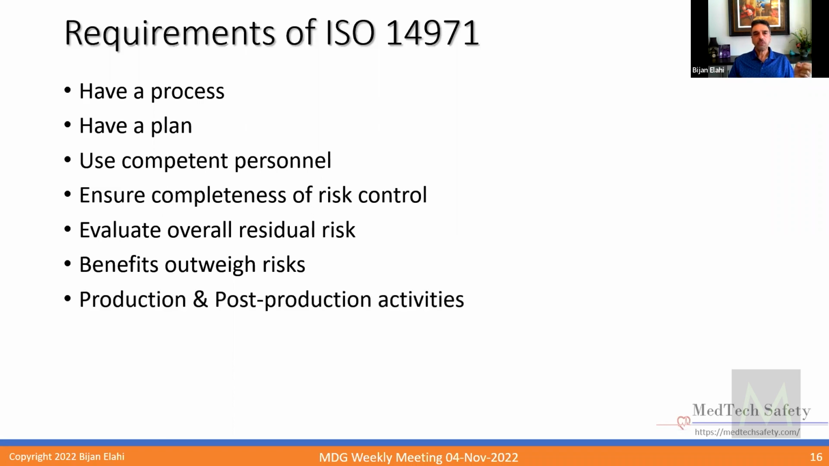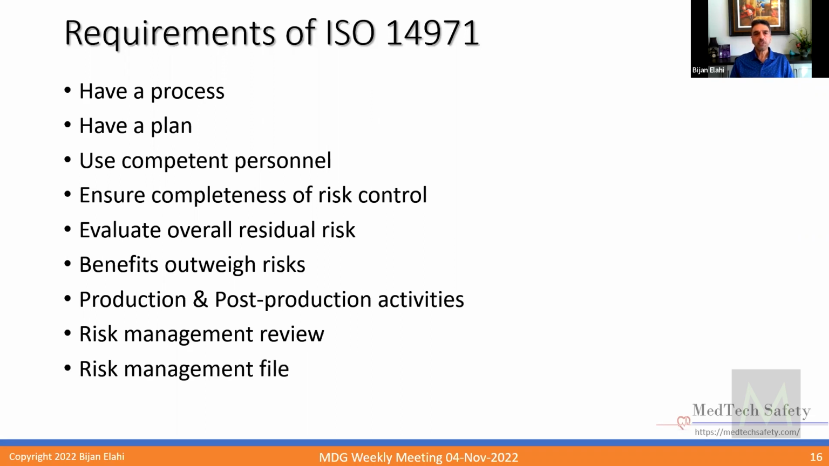And then we are required to do some production and post-production activities. These are related to monitoring, collecting, analyzing the post-market data, and then taking appropriate actions. Risk management review is an activity that was introduced in the 2019, or third, edition of ISO 14971. After we are finished with the work of risk management, it is to review the work that was done, ensure that we followed the plan, ensure that our benefits outweigh our risks, ensure that we have listening systems for production and post-production data monitoring.